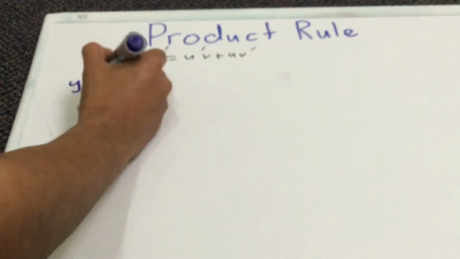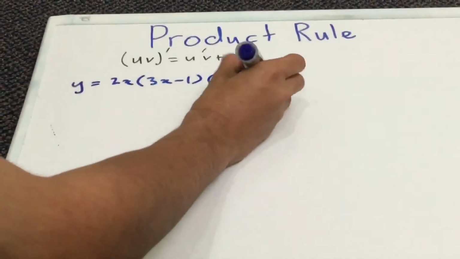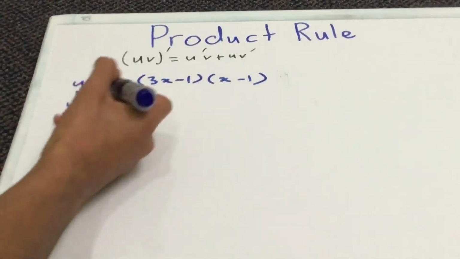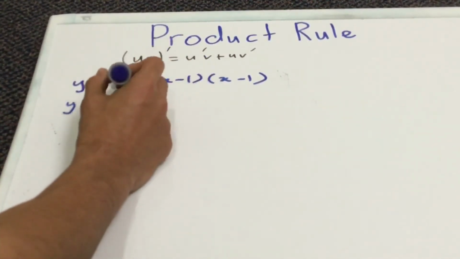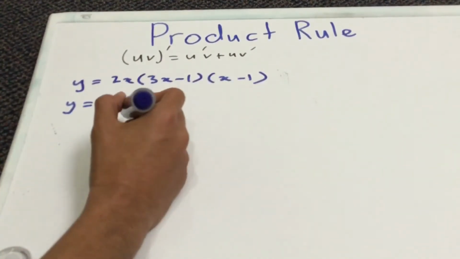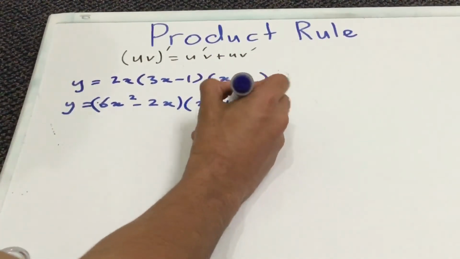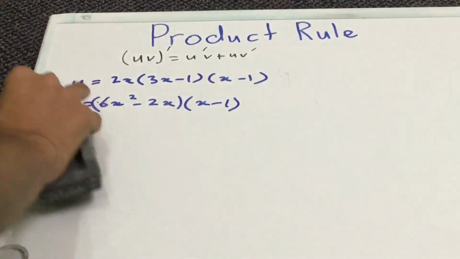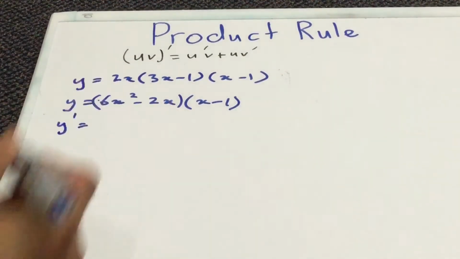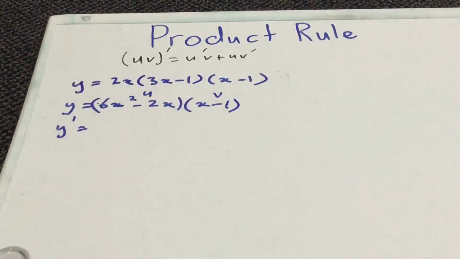Let's do y is equal to 2x times 3x minus 1 times x minus 1. The first thing we need to do is expand the first bracket. 2x times 3x is 6x squared, and then 2x times minus 1 is minus 2x. We can put this into our bracket, and x minus 1. As there's nothing needed to be multiplied, we leave it as x minus 1. Now we can differentiate using our product rule. This is represented by u and this is represented by v.